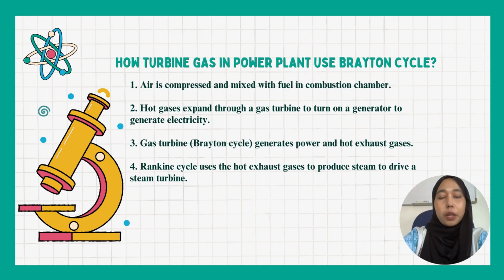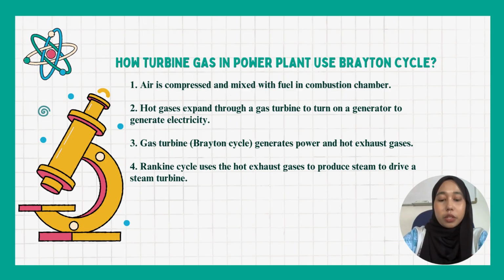A gas turbine in a power plant is operated based on the Brayton cycle too, as I mentioned earlier. It begins with air being drawn into a system and compressed to high pressure. This compressed air then mixes with fuel and burns in the combustion chamber to produce gases with high pressure and temperature. These hot gases expand through a gas turbine, causing it to spin and drive a generator to produce electricity.